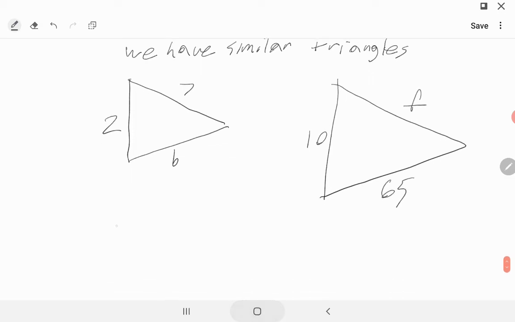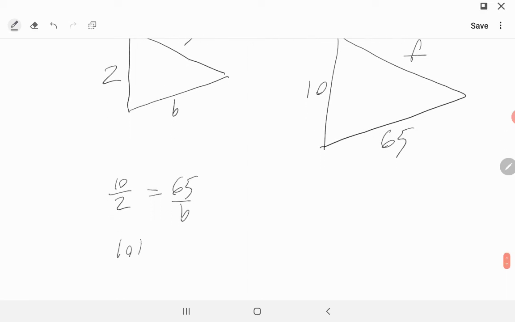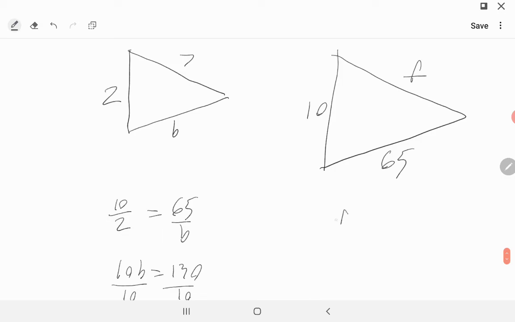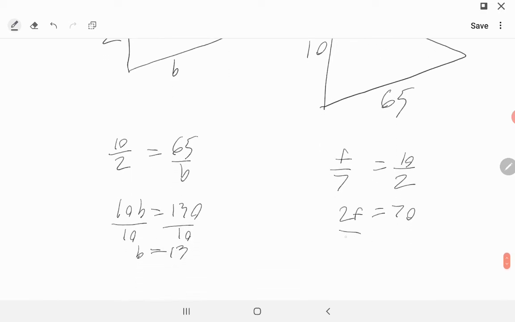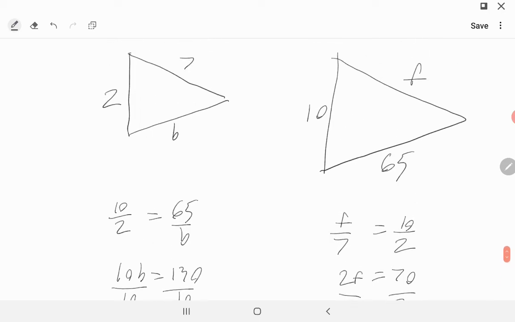We notice that 10 divided by 2 has to equal 65 divided by B, and so that means that we get 10B equals 130, divide both sides by 10, B would be 13. And we notice that we could say F divided by 7 has to equal 10 divided by 2, so that means that 2F has to equal 70, and so F would have to equal 35. This points out something interesting, though. We notice that if we tried saying B equals 13 or F equals 35, what's wrong with that?